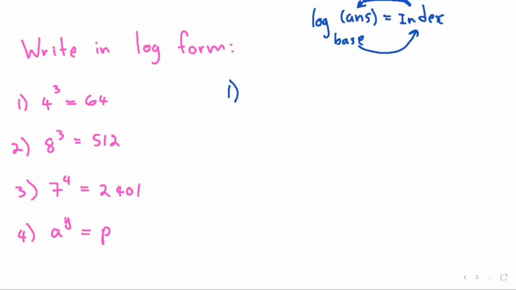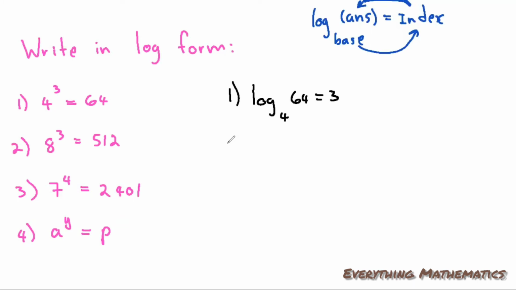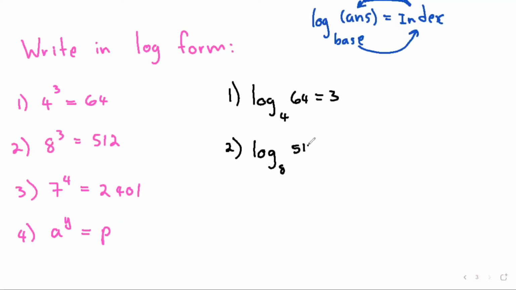Good. So how do we go about doing the first one? Let me use the color black. For the first one, when writing in log form, it will be log of the base. The base here is 4, the answer is 64, and the index is 3. That's it. Number two, we have log of base 8. The base is 8, the result is 512, and the index is 3 also.